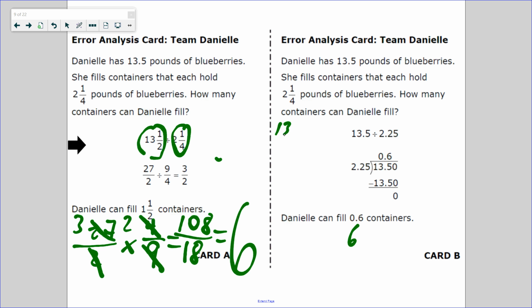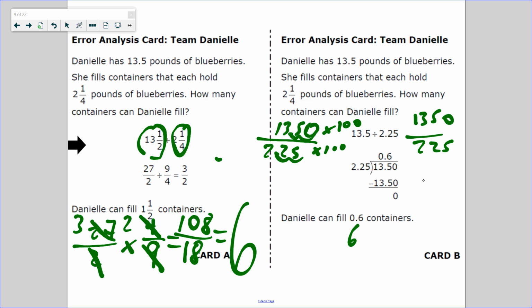Oh, it's dividing decimals, so we need to write it as a fraction. Do they share the same place value? No. So we annex a 0 here, so it's 13 and 50 hundredths. To turn it into a whole number, you should be multiplying by 100. So 2 and 25 hundredths is 225, multiplied by 100. And 13 and 50 hundredths is 1,350.